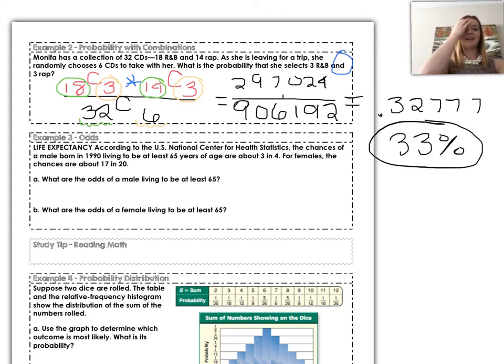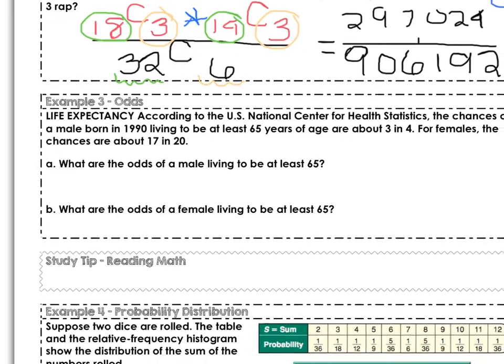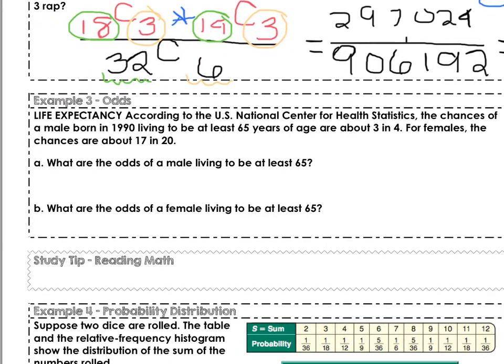Okay. All right, so the next example that we're getting into is the idea of odds. And odds are a little bit different than probabilities, but once you notice the pattern, I promise you they will not be that bad. So we have, according to the U.S. National Center for Health Statistics, the chances of a male born in 1990 living to be at least 65 years of age are about 3 in 4. For females, the chances are about 17 in 20.